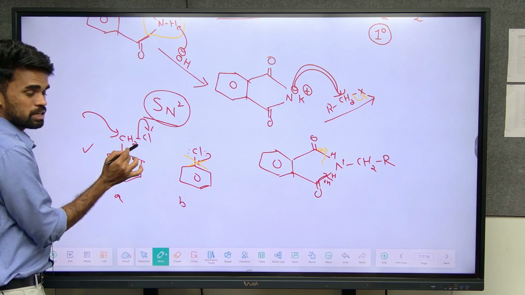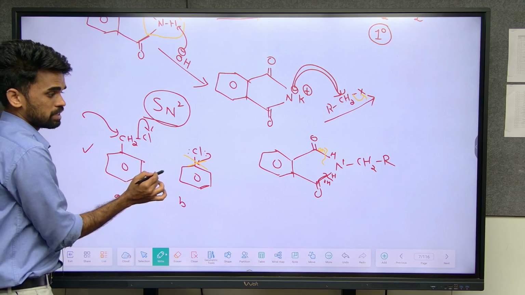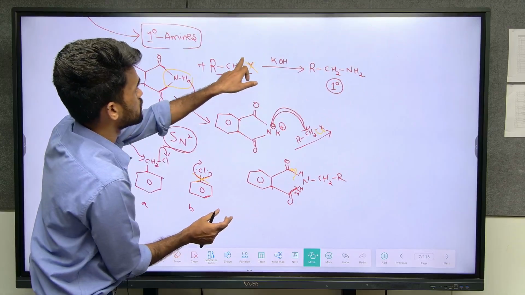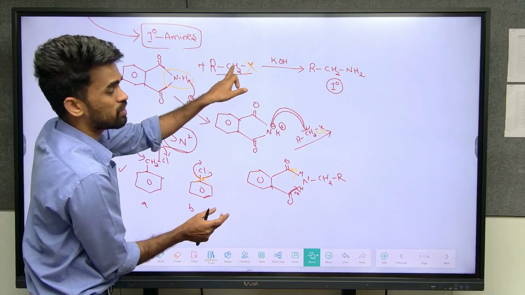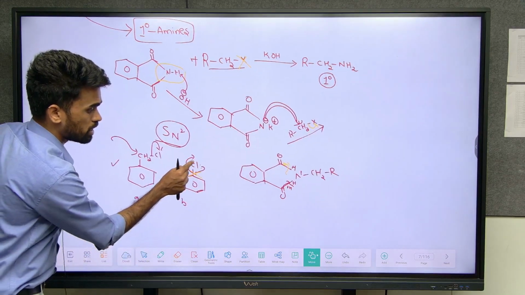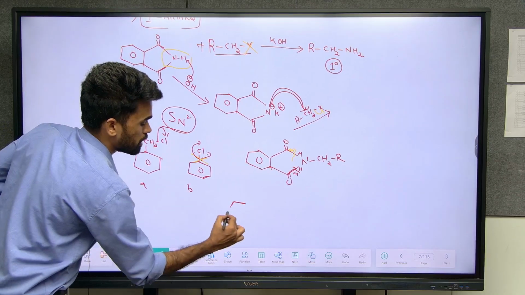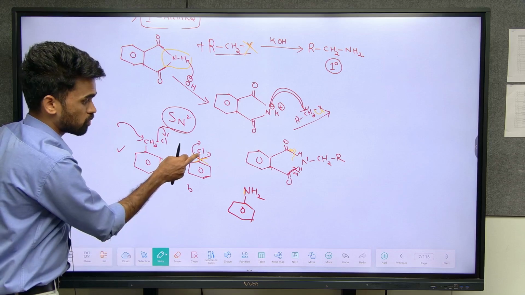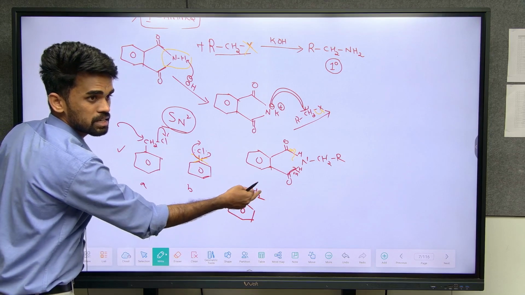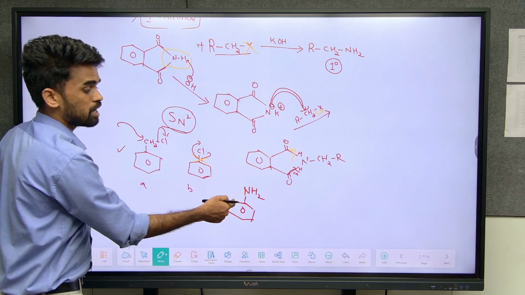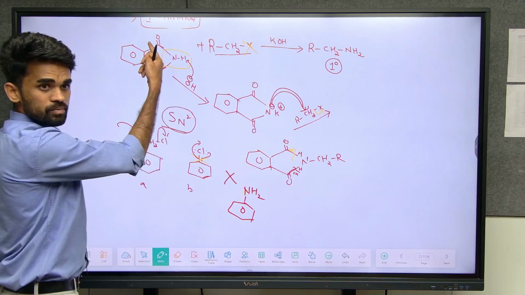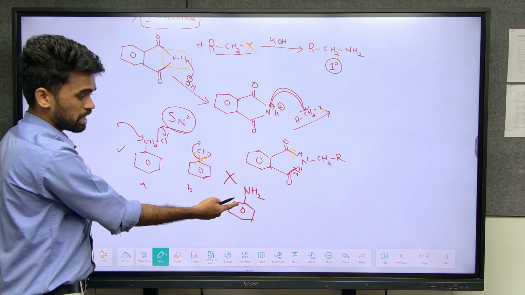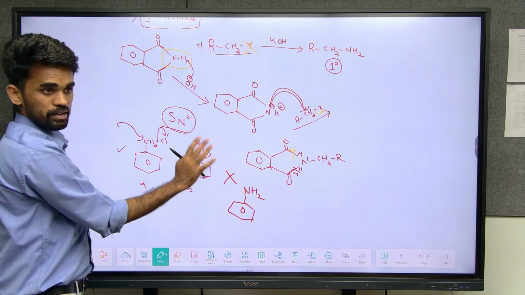So it means we cannot prepare this. See, if this halogen is not coming out, how will this nitrogen attack here? If this chlorine is not coming out, how can I prepare this compound? We cannot prepare this type of compound, because only if chlorine comes out can I insert this NH2. So we cannot prepare aniline using Gabriel phthalimide synthesis. This is a primary amine, but can we prepare this primary amine? No. Did everyone get it?